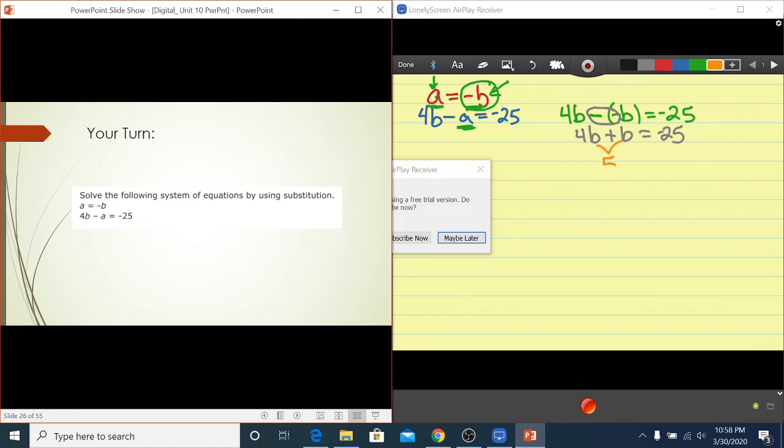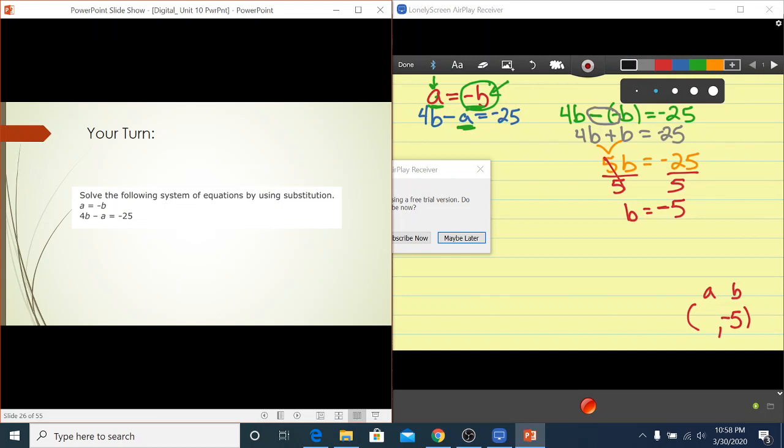Those two add together to make 5b. Now what? Algebra skills say do the opposite and divide by 5. So b is worth negative 5. Okay, so I'm going to set up my little ordered pair here. b is worth negative 5.